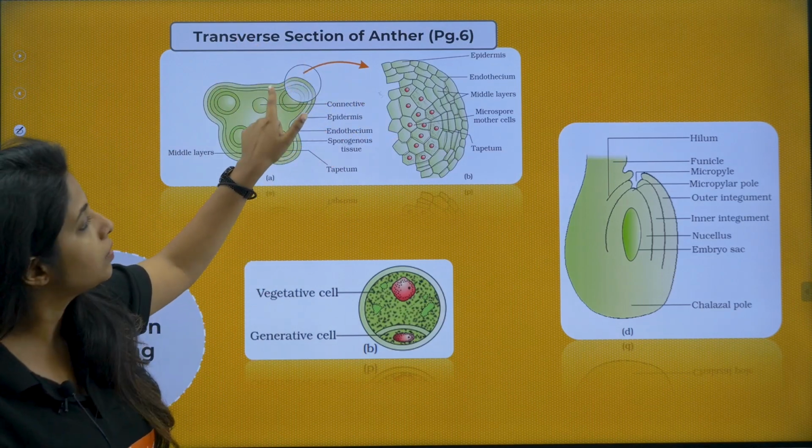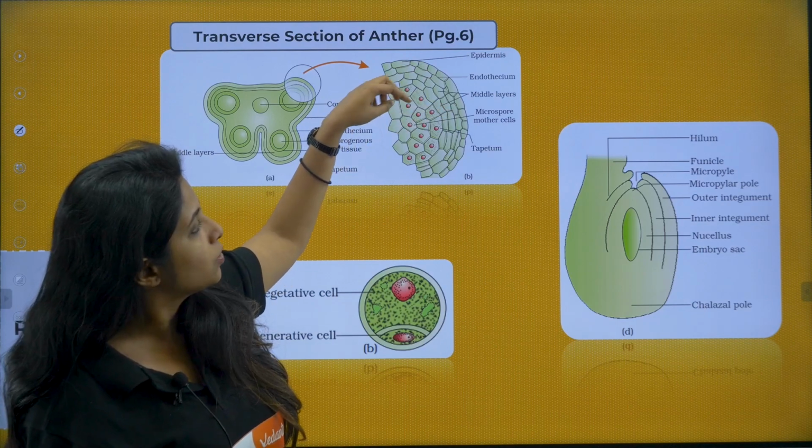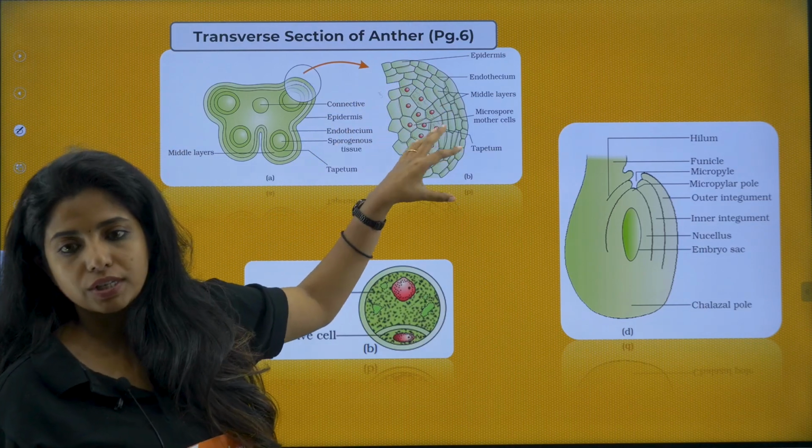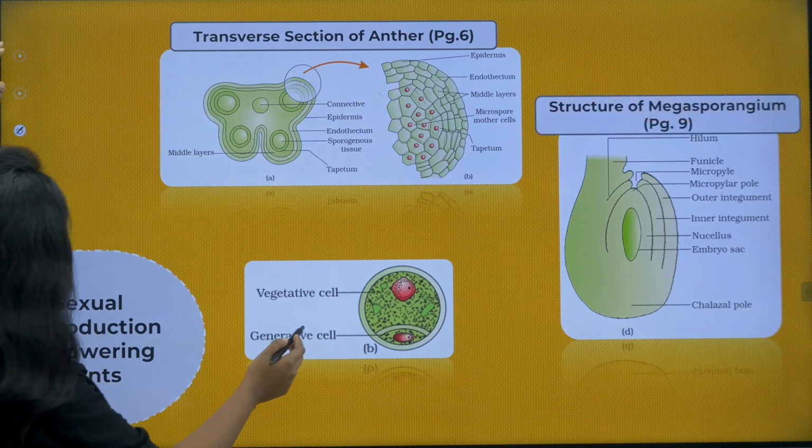You should know all the layers: epidermis, then endothecium, then middle layer, then tapetum, and the microspore mother cell, sporogenous tissue which is there. So please know that. Apart from that, you have the pollen grain structure.